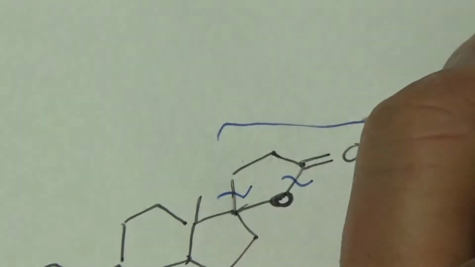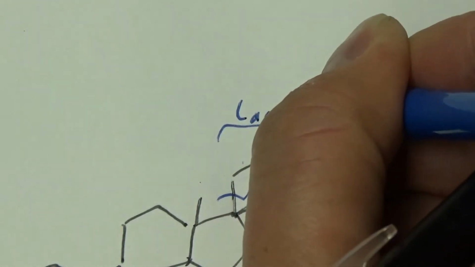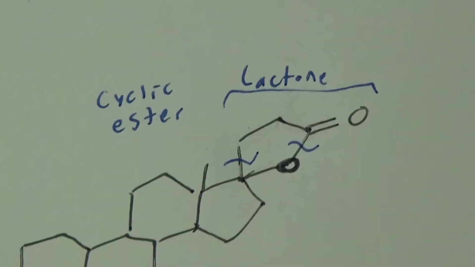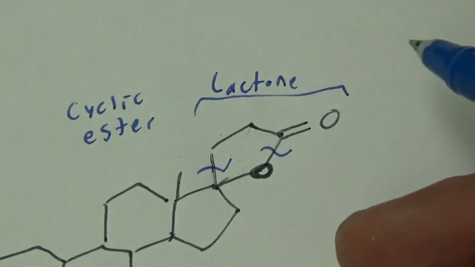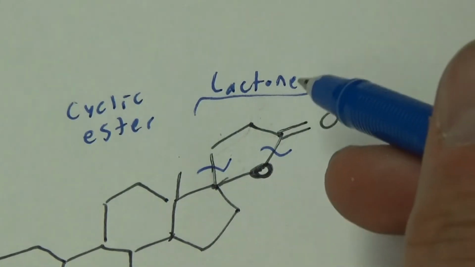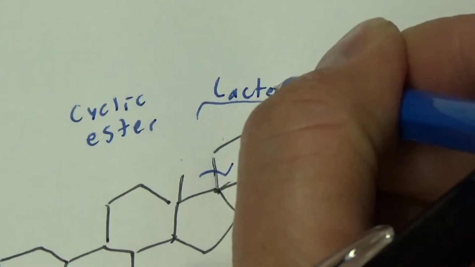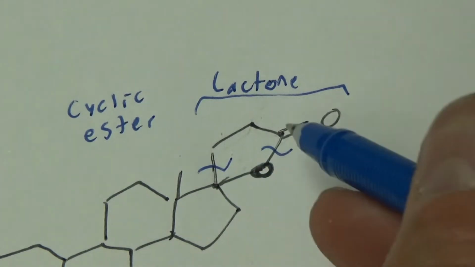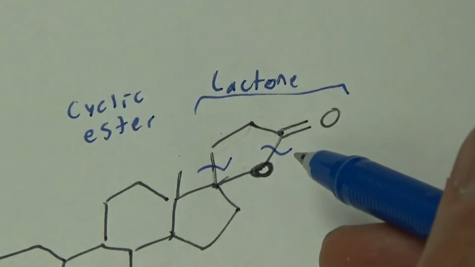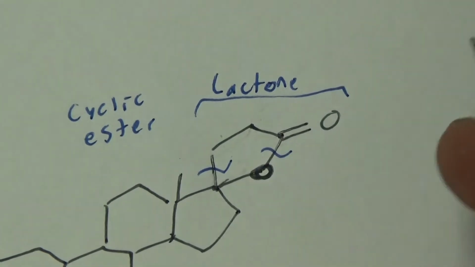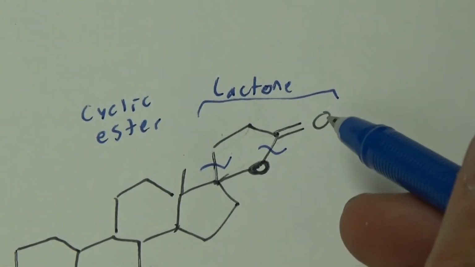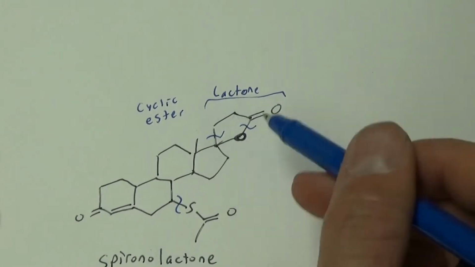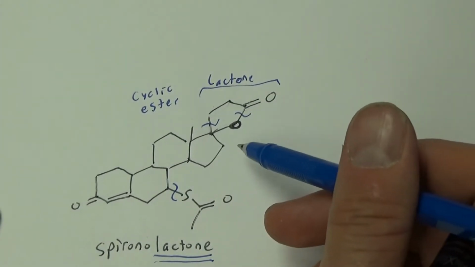Lactone, which is a cyclic ester. And you probably have heard of lactam, like beta-lactam antibiotics. Lactams are cyclic amides. So when you have a nitrogen there, then it's a lactam, and beta-lactam is just a 4-member ring lactam. So this is a 5-member ring lactone, gamma lactone, I think it's called. Anyway, that's spironolactone, and that's kind of how they're going to build it.